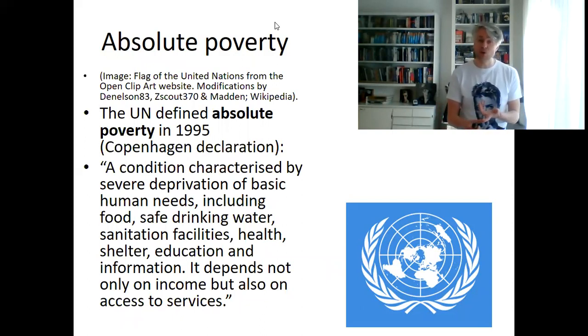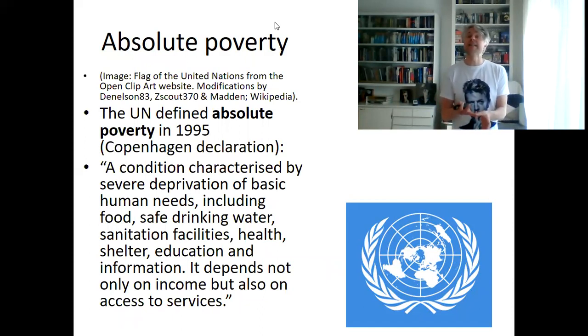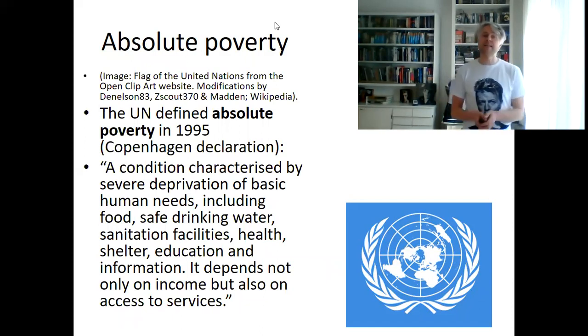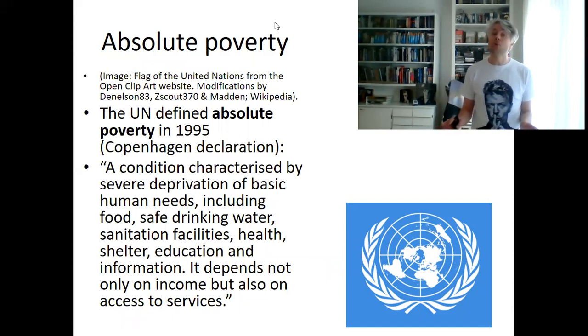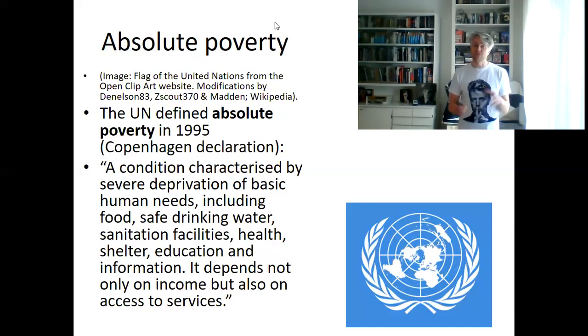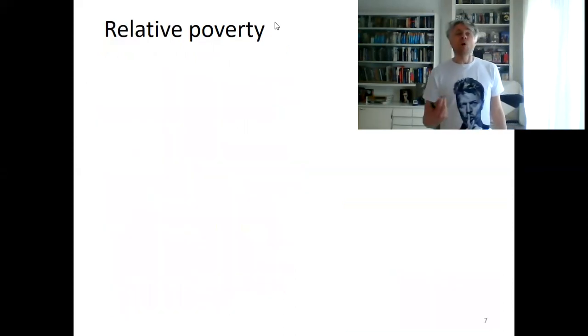food, safe drinking water, sanitation facilities. That means possibilities for dirty water to flow away safely, health, shelter, education, and information. They add, it depends not only on income, but also on access to services. So there you are, a well thought out and interesting definition of absolute poverty. Hang on to that. We're going to look at poverty globally in the course of the next two presentations. So hold on to that idea for now. Good. We'll be coming back to that in a minute.